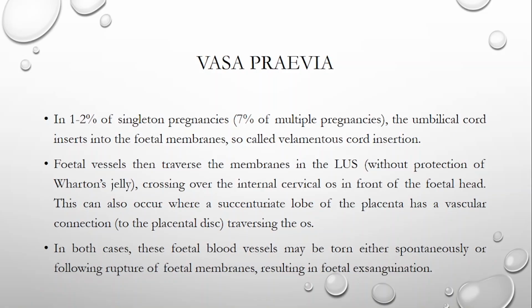The fetal vessels run on the membranes in the lower uterine segment, crossing over the internal cervical os in front of the fetal head, with a vascular connection to the placenta. So that bleeding that comes out of the os from that velamentous cord insertion is the vasa previa.